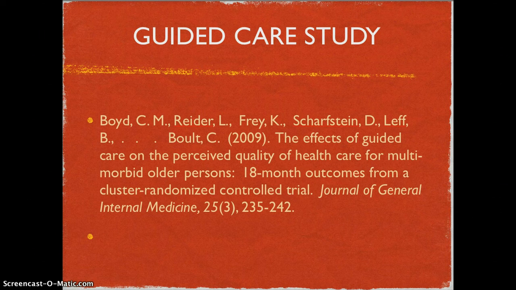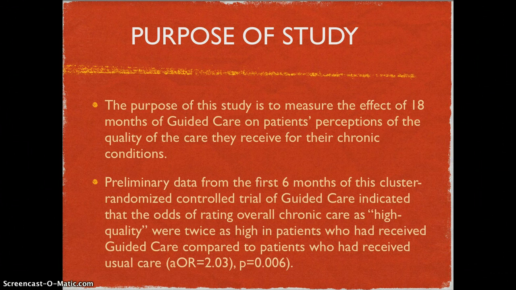So the study that we're going to take a look at today was done in 2009. It talks about the effects of guided care on the perceived quality of health care for multimorbid older persons, and it takes a look at an 18-month outcome of a cluster randomized controlled trial. The purpose of the study was to measure the effects of 18 months of guided care on patients' perceptions of the quality of the care they received for their chronic condition.